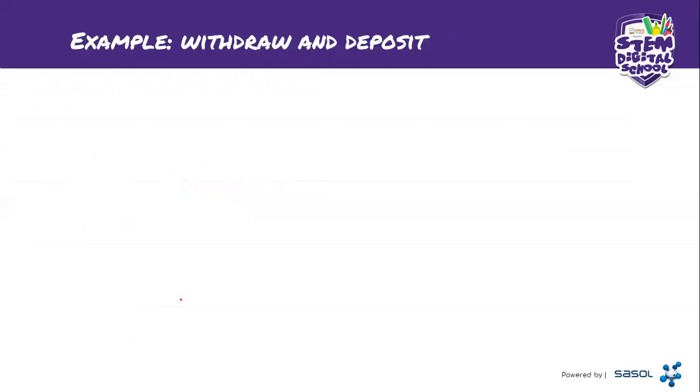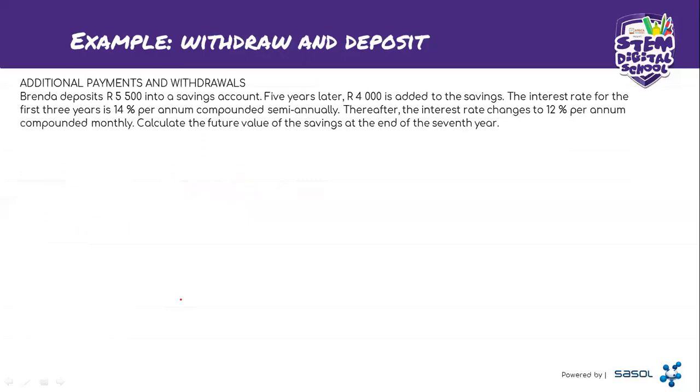Withdraw and deposit. Now, what is going to happen if we have withdrawals and then deposits? If, for instance, a person is investing the money today, and at a later stage is going to withdraw the money or deposit another one, then what is going to happen? And how do we calculate that? Now, let us study this scenario that we're having on the screen and see how we calculate that.